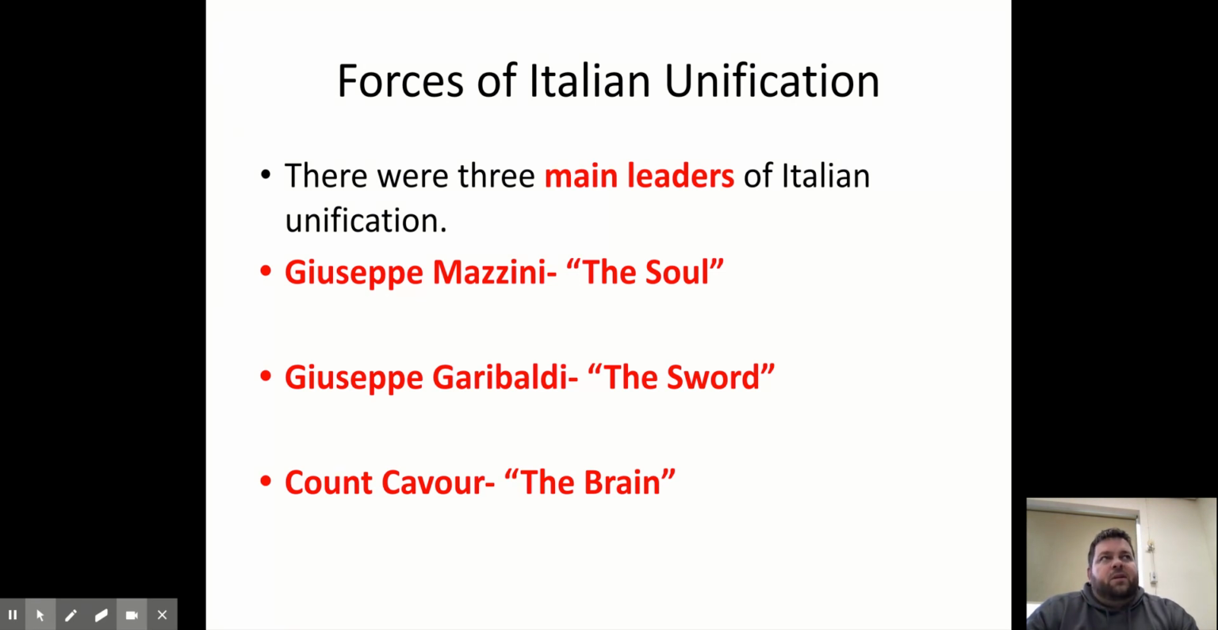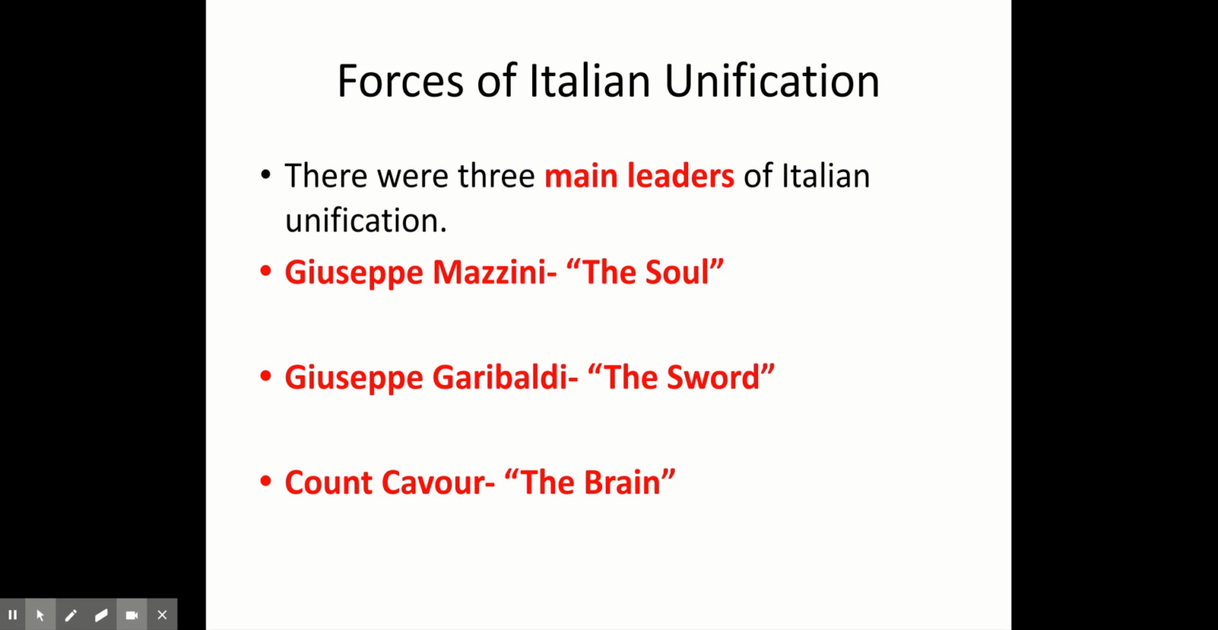And then last but not least, Giuseppe Garibaldi is the sword. You need people to actually do the dirty work of accomplishing this task, and that will be in the person of Garibaldi. So all three of these people are critical to the process, and all three of them have their own role to play with regard to the unification of the Italian peninsula. All three of these people together are all important in their own right, and they're all necessary.